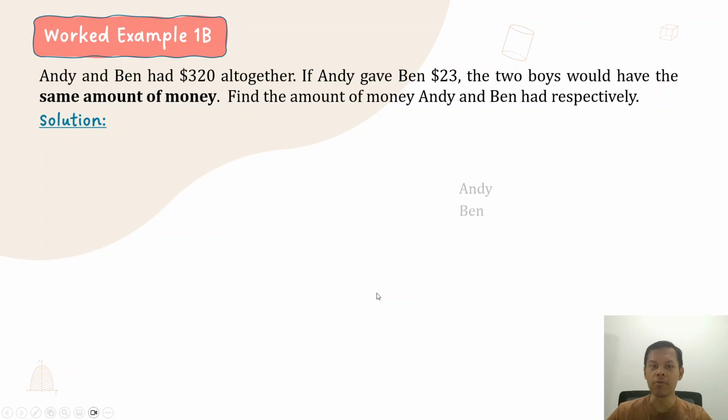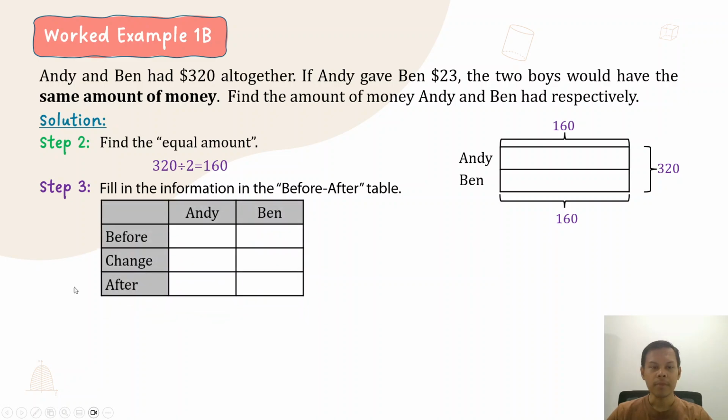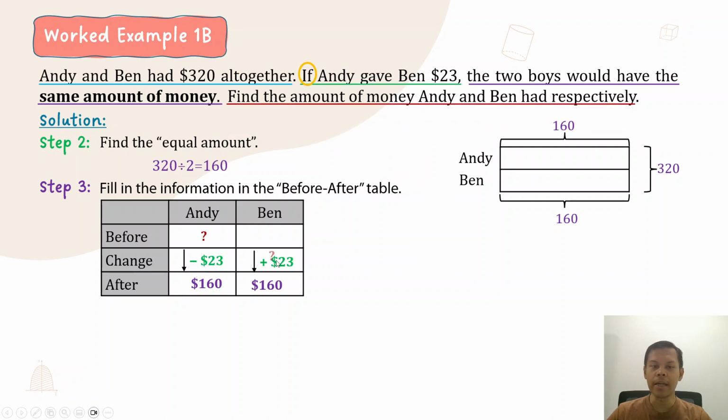The second part, we need to draw the before and after table. Very good. Let's do the exact same thing here. Andy and Ben, before, change, and after. So what's the change here? If Andy gave Ben $23, what do we need to do? For Andy, do we need to plus or minus it? Yes, Andy gave Ben, so Andy needs to minus it. And then the opposite should be for Ben, because Ben is going to receive the money from Andy.